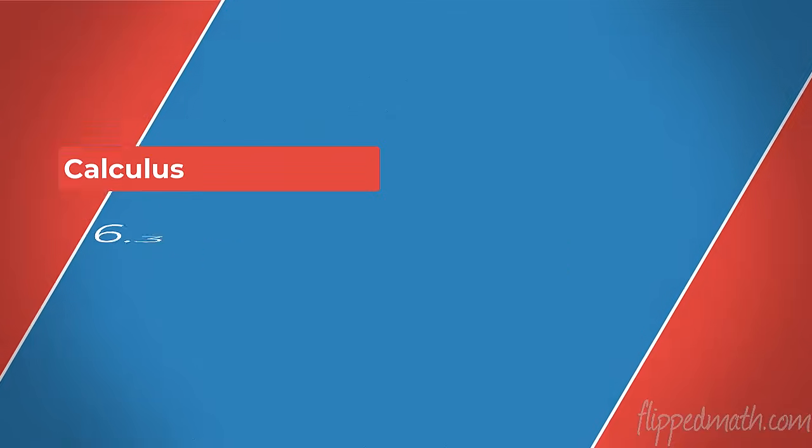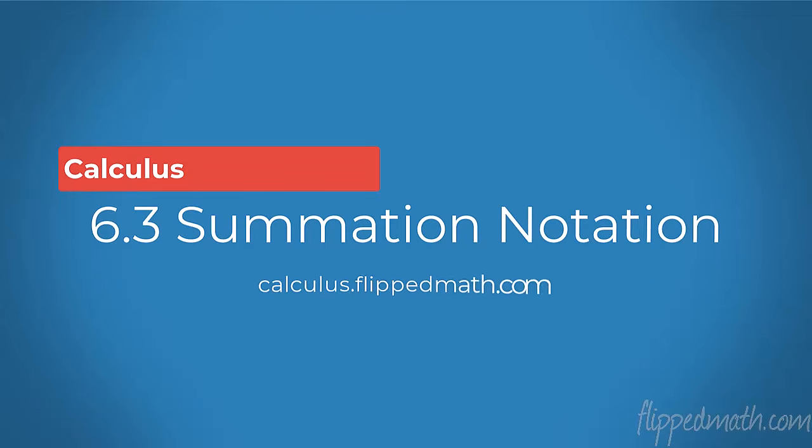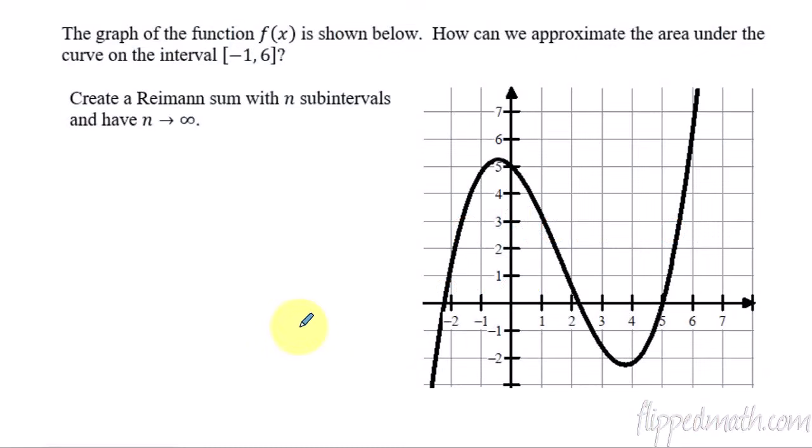Hello calculus kids, this is Mr. Bean, and in today's lesson we're going to talk about summation notation with respect to Riemann sums and how you can take a whole bunch of Riemann sums, add them all up, and basically get the area under the curves instead of just an approximation. So let me show you what I'm talking about here. You don't need to write any of this down yet, I just want to show it to you on here.